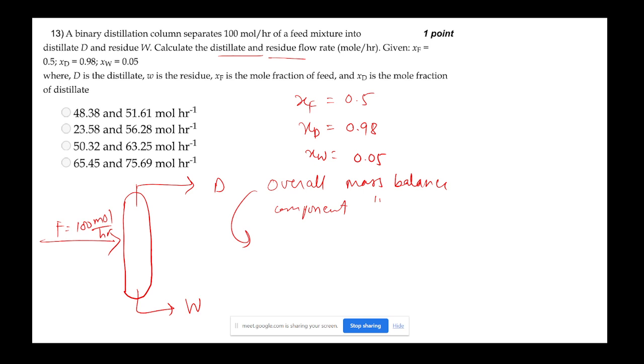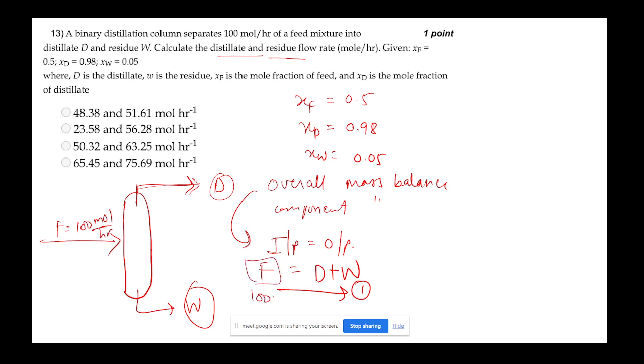So firstly, overall mass balance is nothing but whatever goes in and whatever comes out, you just take that much into account. So input equals output. That is the overall mass balance. So for this system, feed is the input, which is F. That equals the output, which is D and W. So output is D plus W. So this is equation 1. Here you know F, so 100 equals D plus W. So this is the first equation.